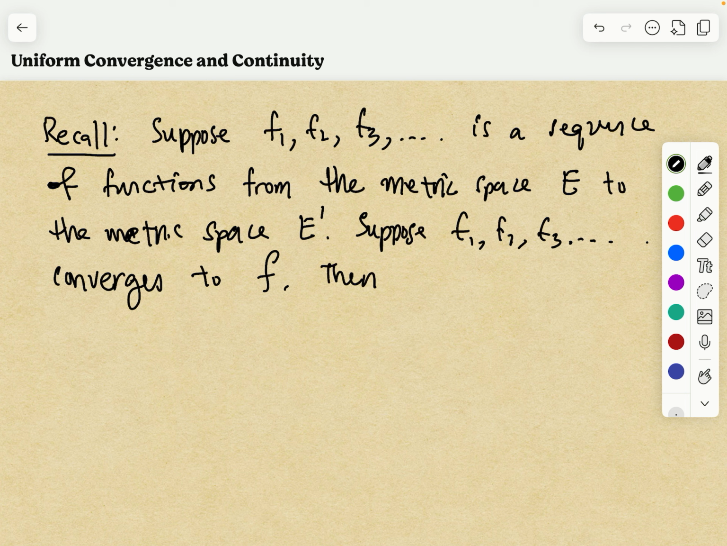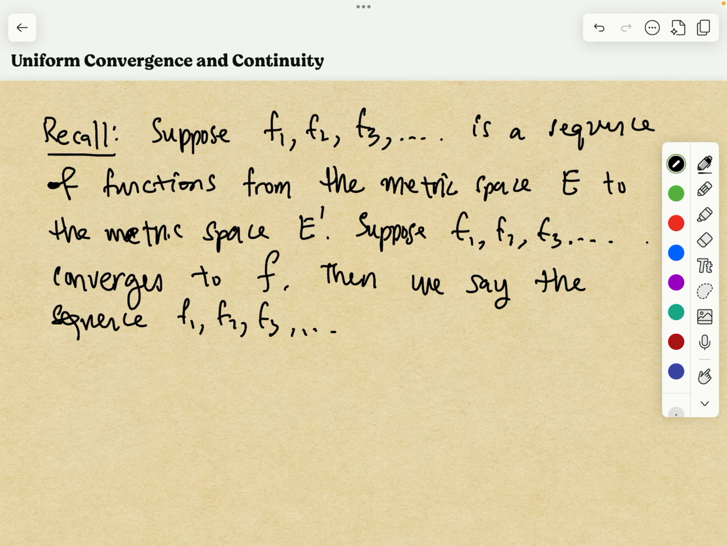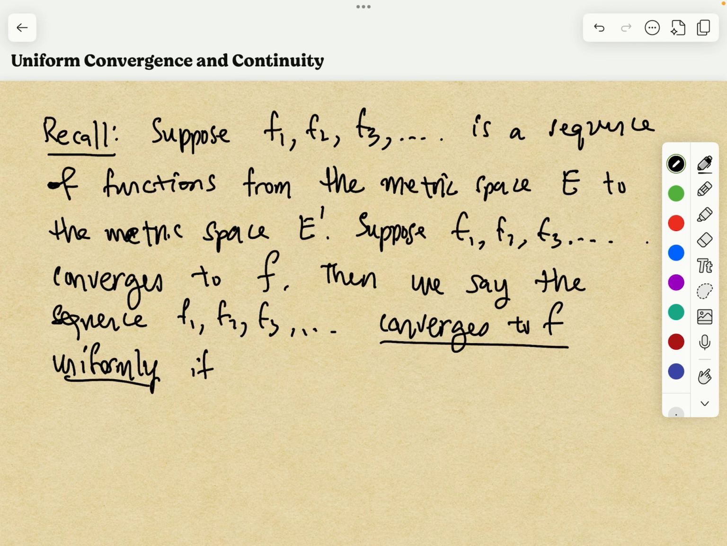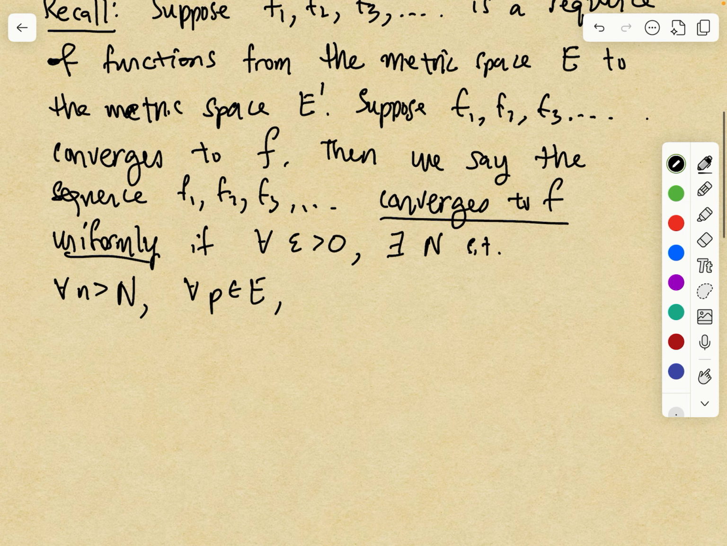Then we say that the convergence is uniform, so we say that the sequence f1, f2, f3, ... converges to f uniformly if for every epsilon greater than 0 there exists some positive integer capital N, such that for all integers little n greater than capital N, and for all p in E, the distance between f of p and fn of p is less than epsilon.